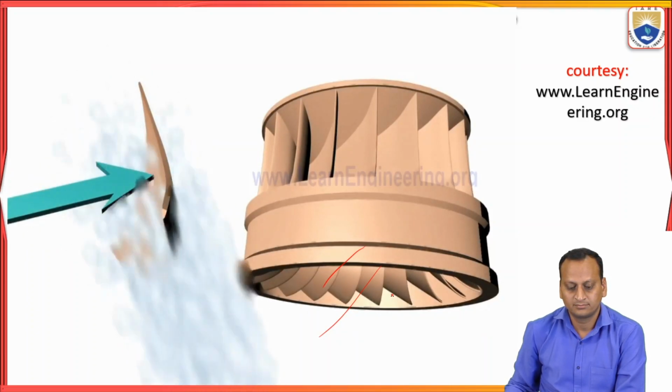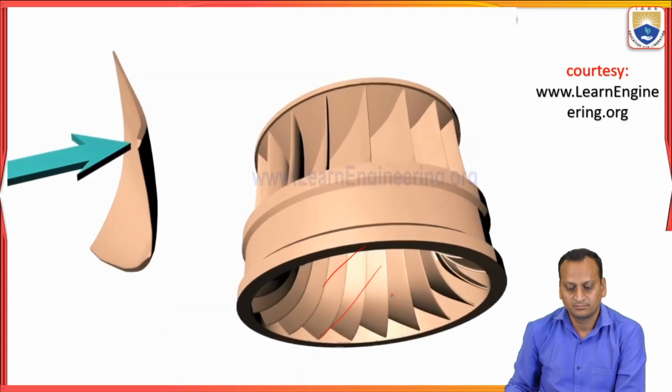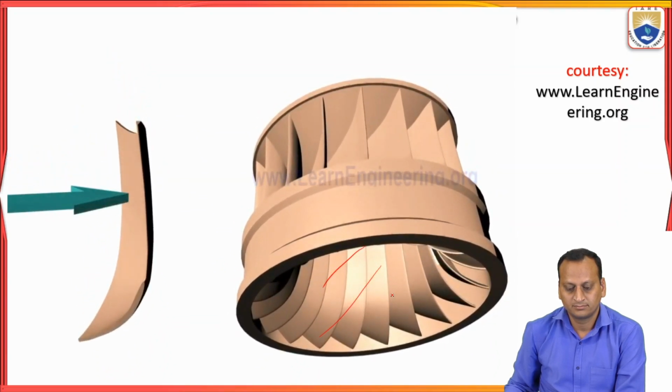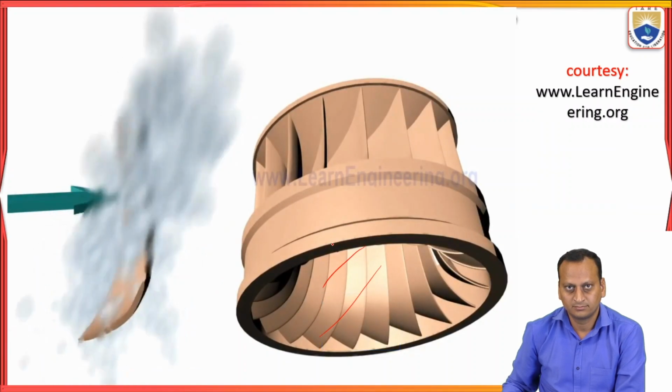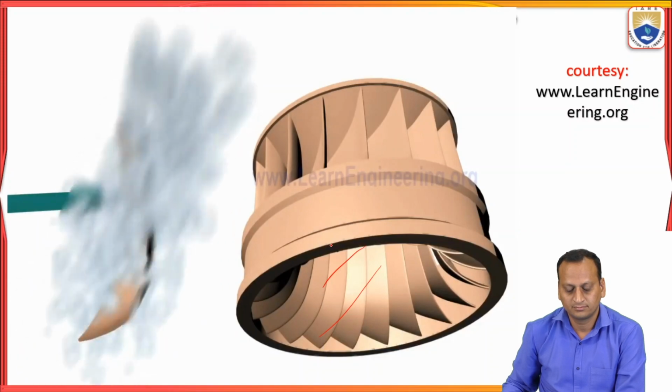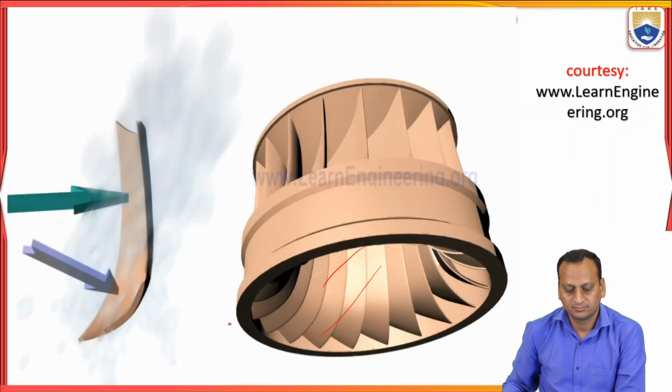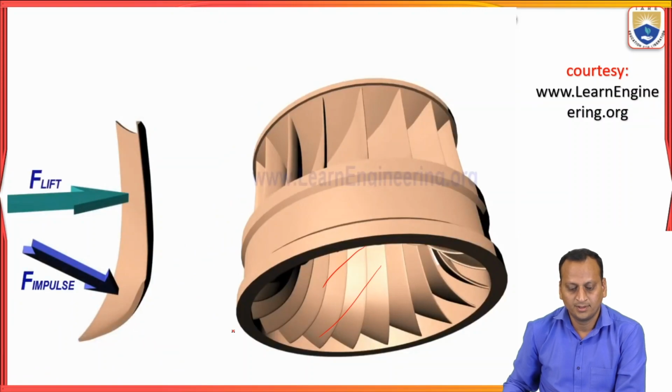You can also note one more peculiar thing about the blade. It has a bucket kind of shape towards the outlet. So water will hit and produce an impulse force before leaving the runner. Both impulse force and lift force will make the runner rotate.